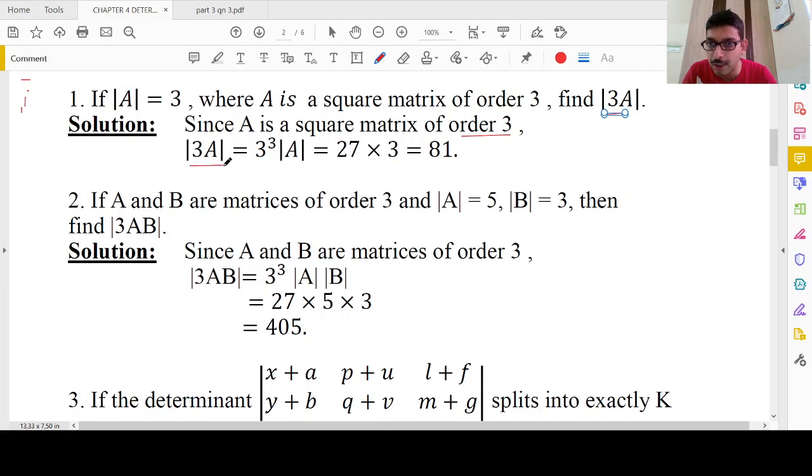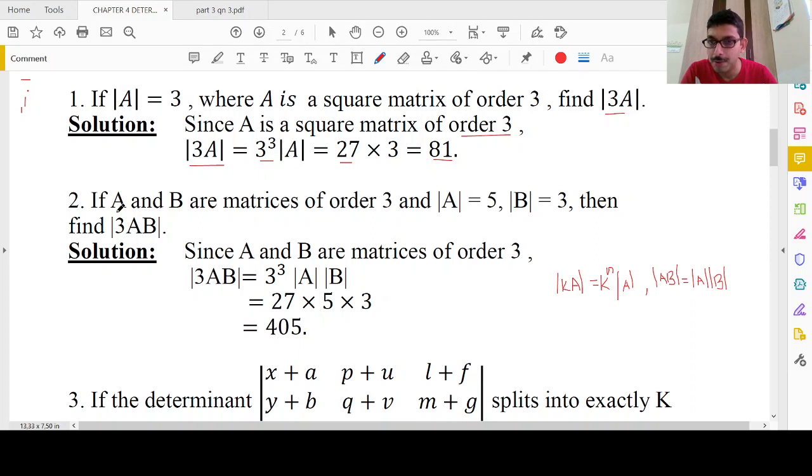Now since A is a square matrix of order 3, determinant of 3A will be 3 cube because order is 3. So that means if A is a square matrix of order n, then determinant of kA will be k to the power n determinant of A. So this will become 3 cube determinant of A, that is equal to 27 into 3. So the answer is 81. So this is using the property determinant of kA equal to k to the power n into determinant of A if A is a square matrix of order n.